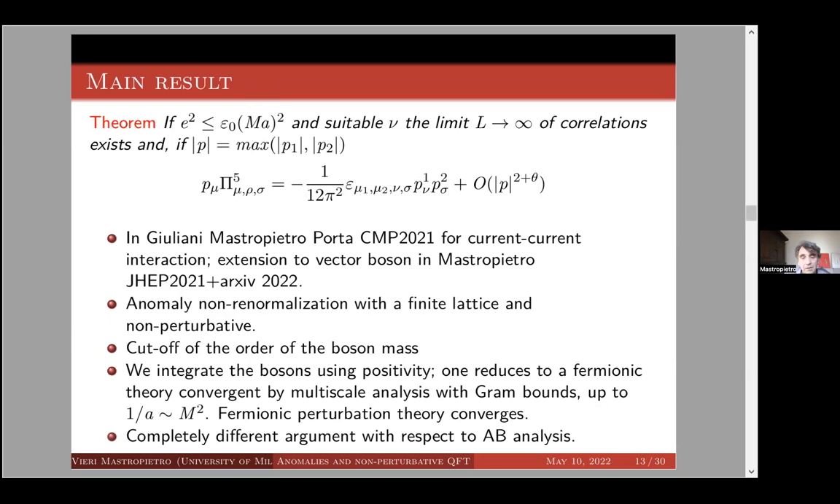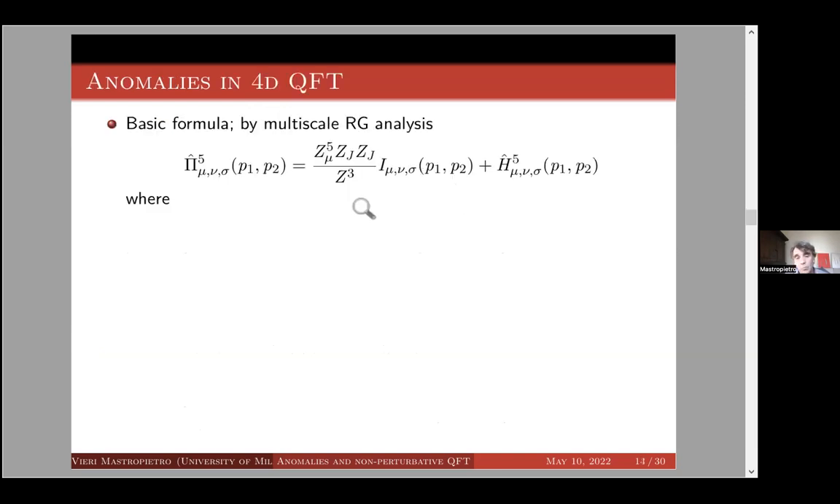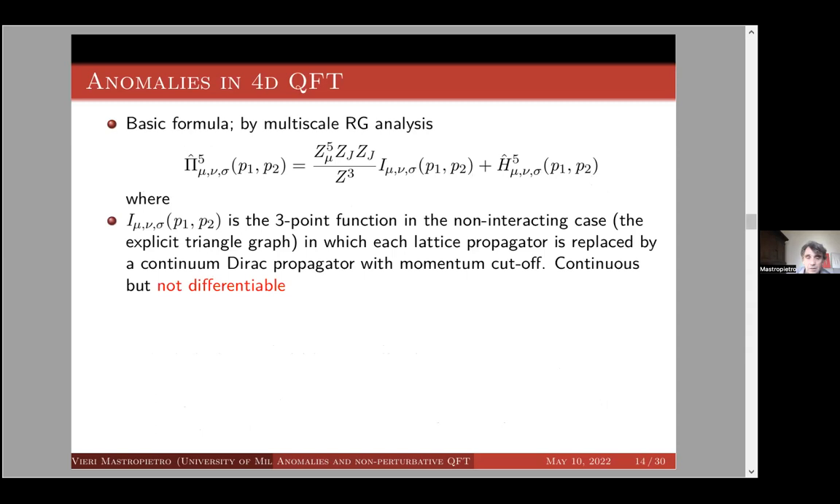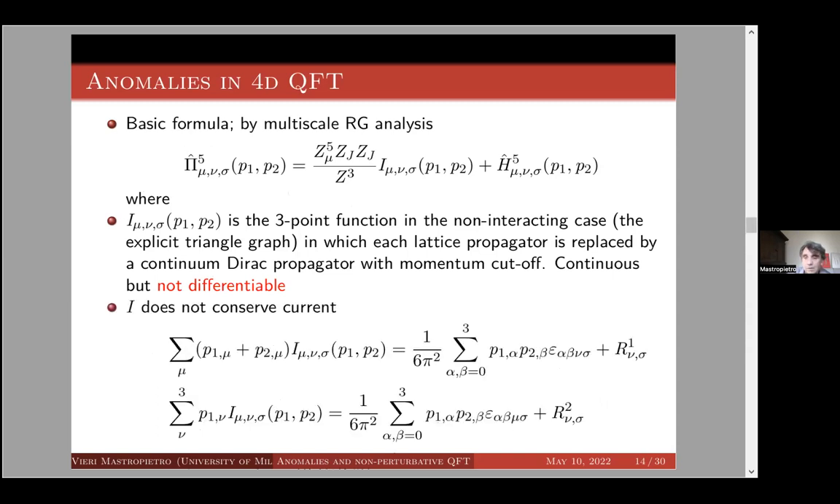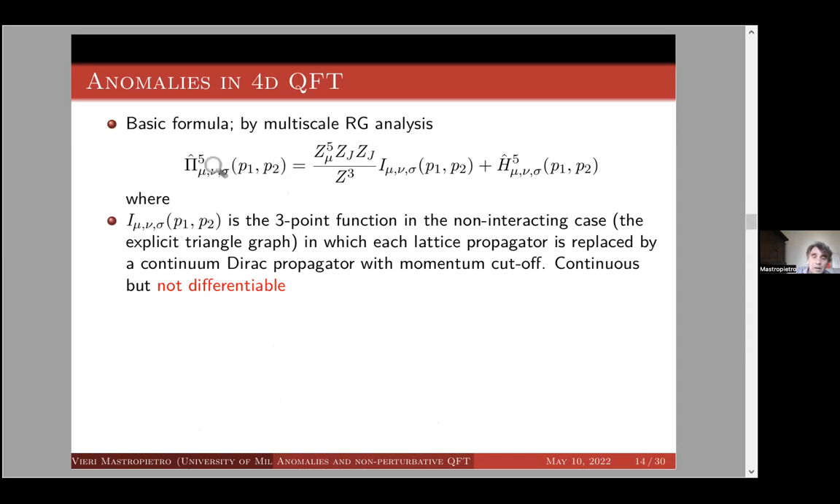It's completely different. And in a sense, I think it's quite natural. The point is that by a multiscale analysis, we can write this three-point function this way. This formula is valid for P small. So what does this mean? Let's say I want to define now these formulas. So pi, you remember, is the three-point function with the J5.